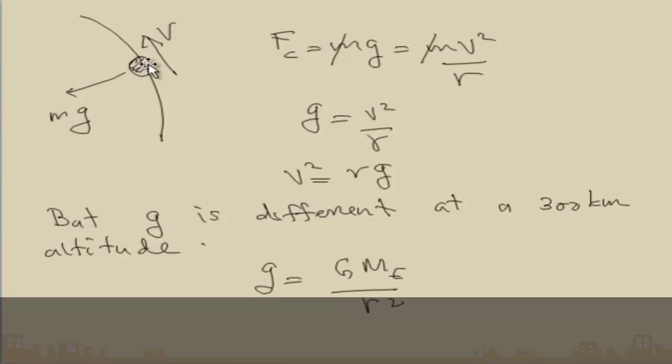So the centripetal force must be this force, because this is the force toward the center. So Fc is equal to mg, but we also know that that's equal to mv squared over r. So that gives us g equals v squared over r. So v squared equals rg. It appears like at this point we can find v, because we know r, and we tend to think that this g is 9.8. But that's not the case, because at this altitude g is not 9.8. It changes. It's lower than 9.8 at a 300 kilometer altitude.